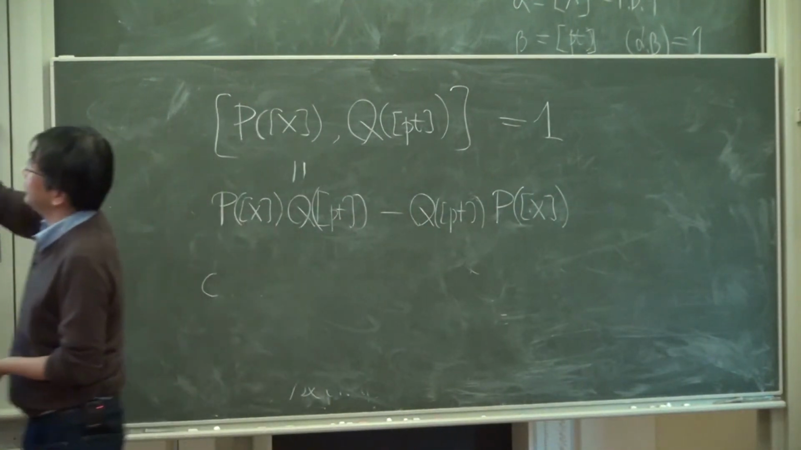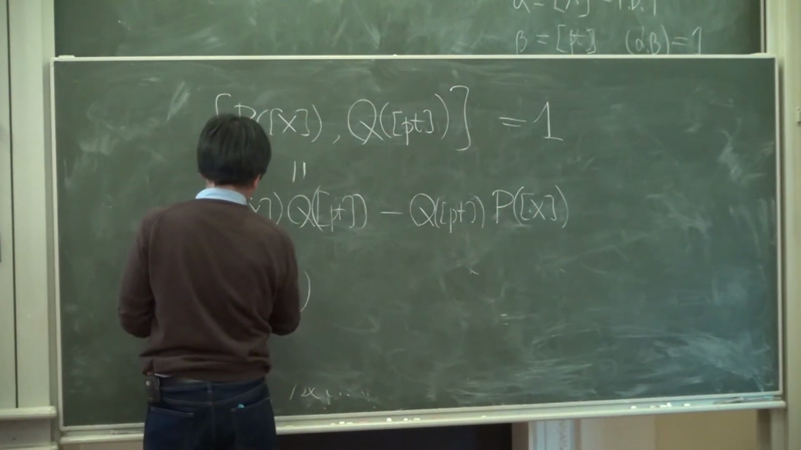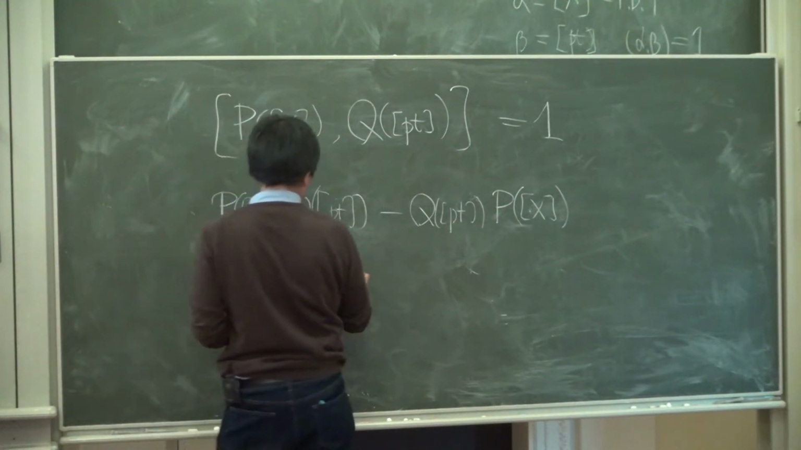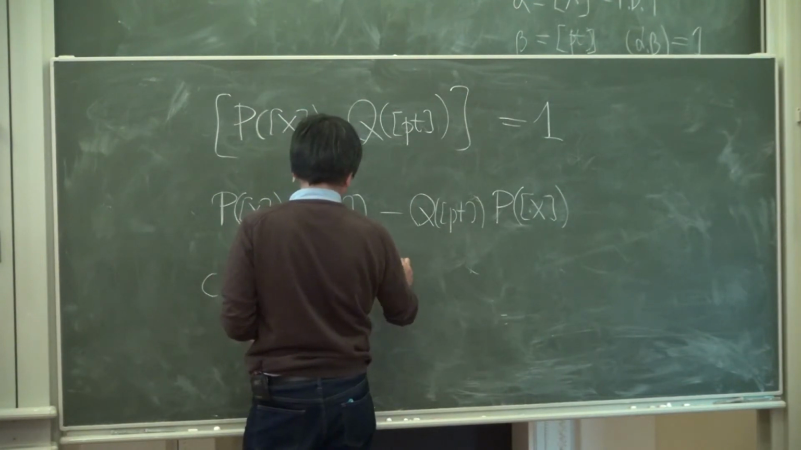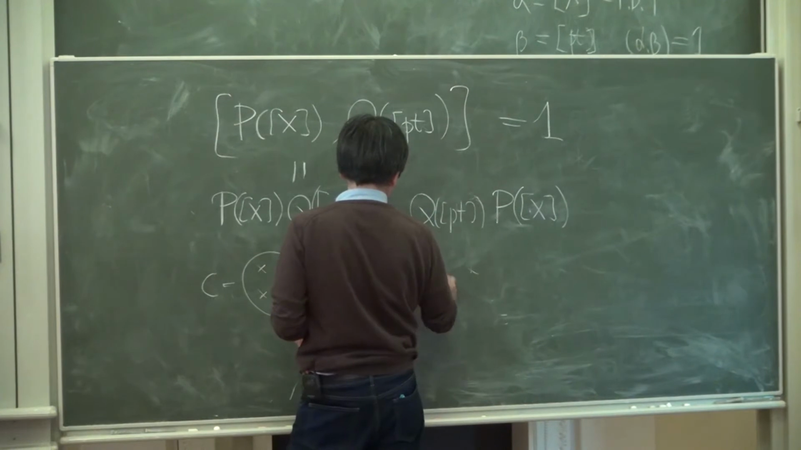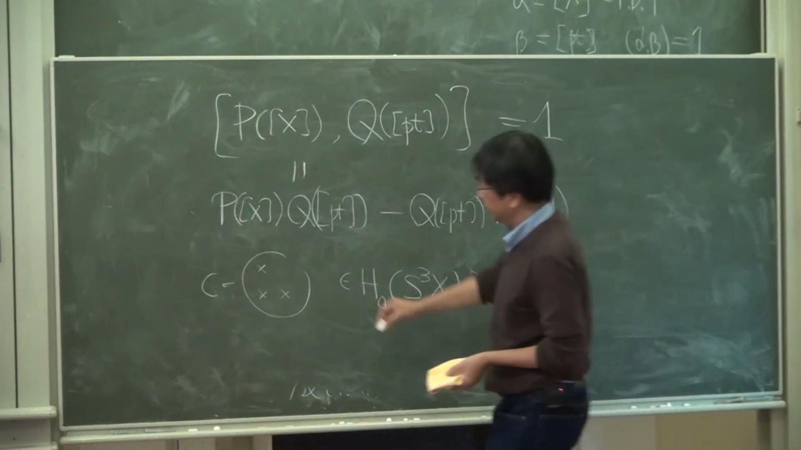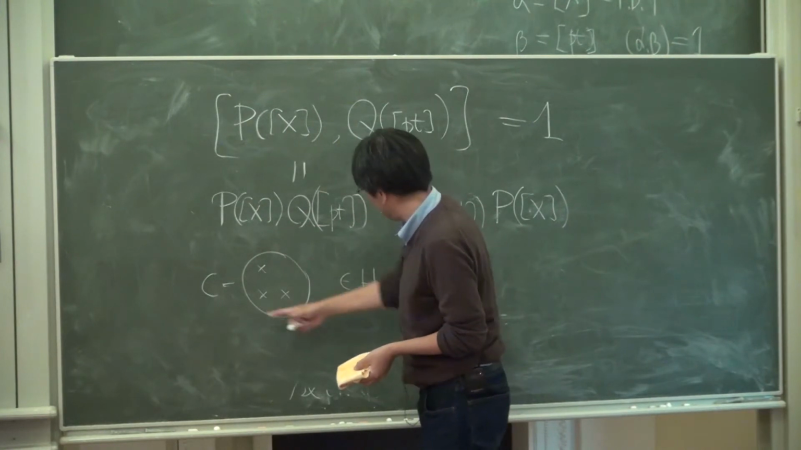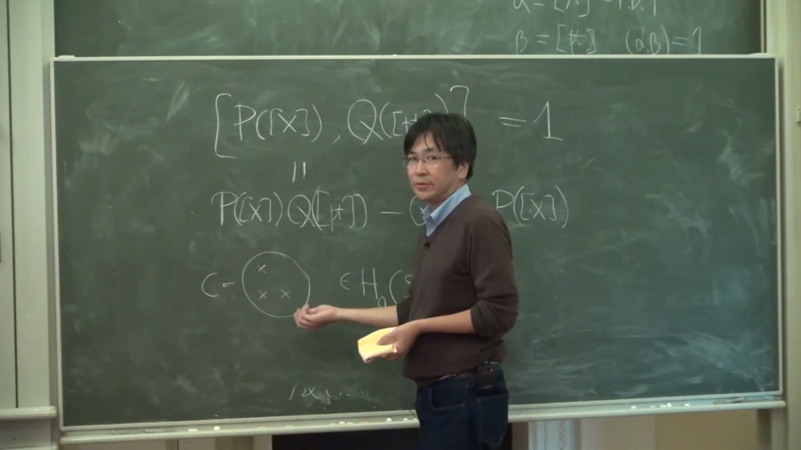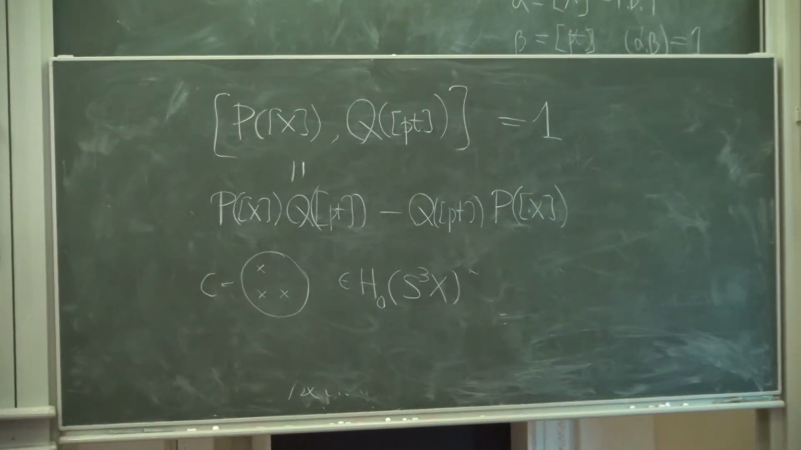So in this case, C is just represented by 3 points. This is H0 of S3 of x. I mean, you can take an arbitrary class, but this shows the essential point of the proof. And you can reduce it, again, to the computation in this case.